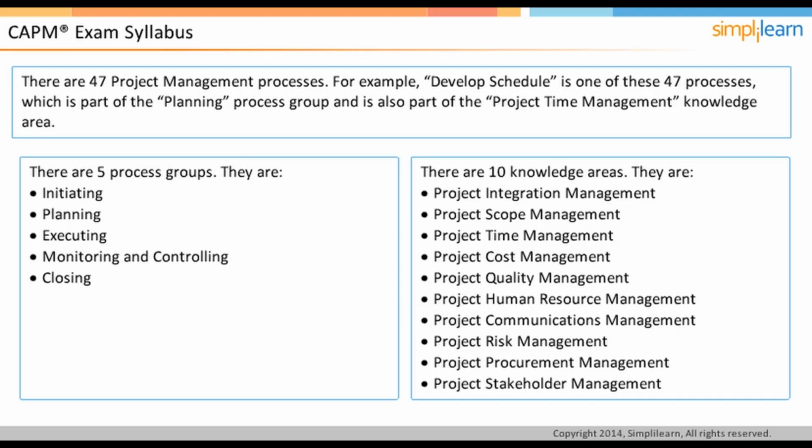For example, develop schedule, one of the processes, is a part of the planning process group and the project time management knowledge area. Likewise, in human resource management knowledge area, develop human resource plan process is in the project planning group and manage project team process is in the project execution group.